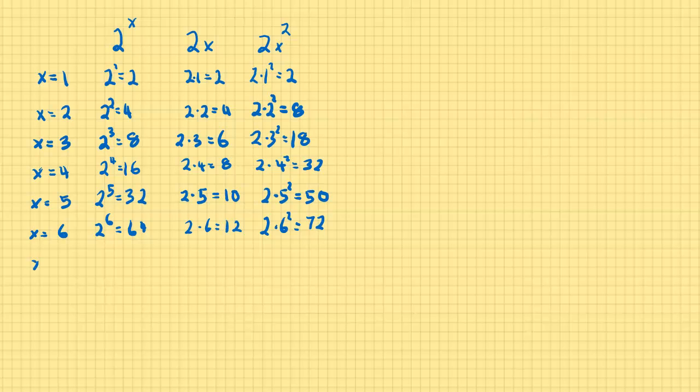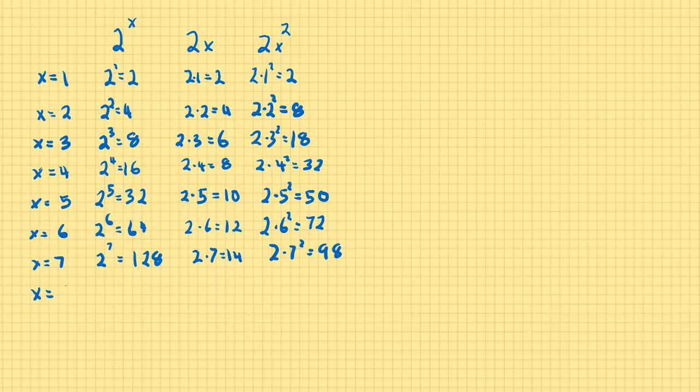When x equals 7, we get 2 to the 7th, which is 128, sorry, drew a blank there. And this would be 2 times 7, which is 14. And here we'd have 2 times 7 squared, which is 2 times 49, which is 98. So now notice that the exponential function now has the greatest value. Let's continue.